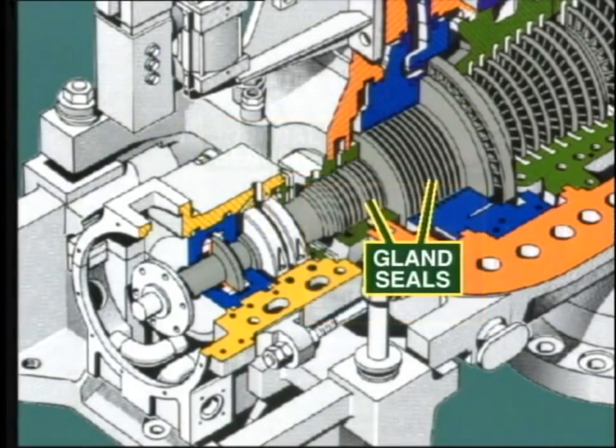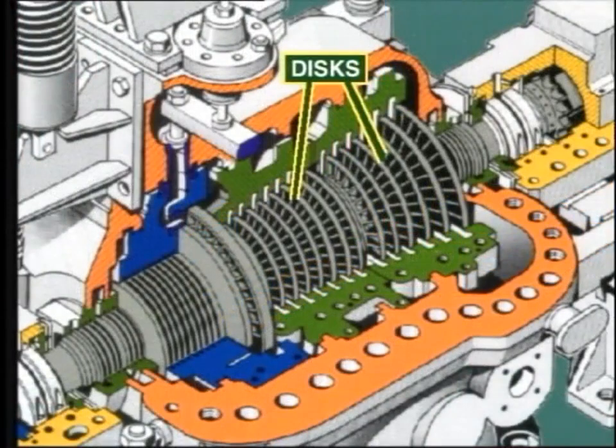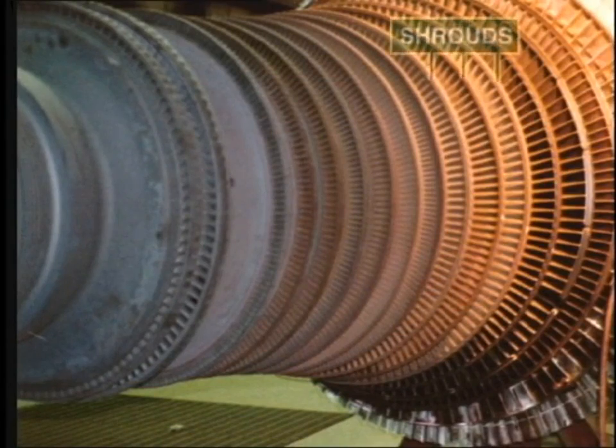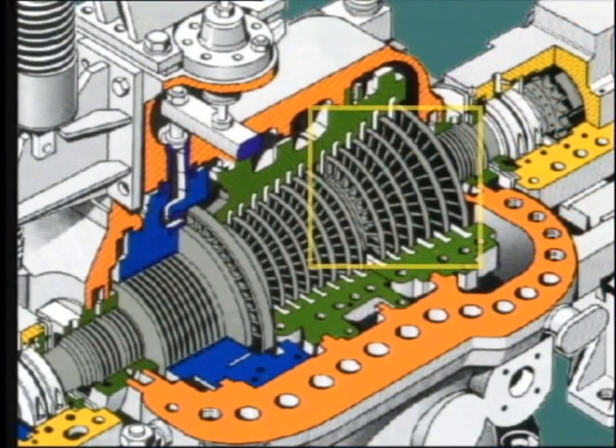Moving further along, we come to the gland seals, which are needed to reduce steam leakage along the shaft. We'll be talking about this arrangement in more detail later. We now come to the series of wheels, or discs as they are known, which extend along the length of the shaft. Blades are fitted all around the periphery of the discs and are held firmly in place at the roots. On many machines, further support is provided by fitting rings or shrouds around the outside of the blading. Note the much larger size of the low-pressure blades in order to handle the increased volume of steam at this end.